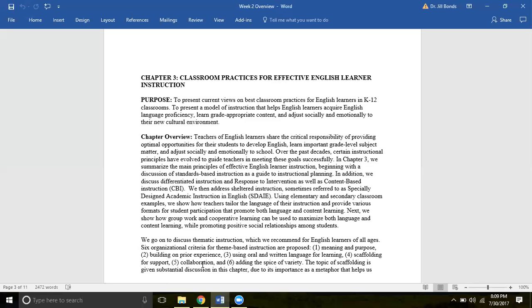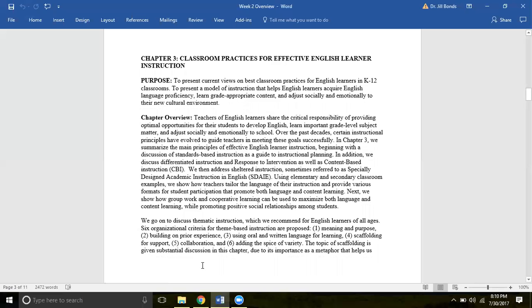Next, we show how group work and cooperative learning can be used to maximize both language and content learning while promoting positive social relationships among students. We go on to discuss thematic instruction, which we recommend for English learners of all ages, and 6 organizational criteria for theme-based instruction are proposed. 1, meaning and purpose. 2, building on prior experience. 3, using oral and written language for learning. 4, scaffolding for support. 5, collaboration. And 6, adding the spice of variety.